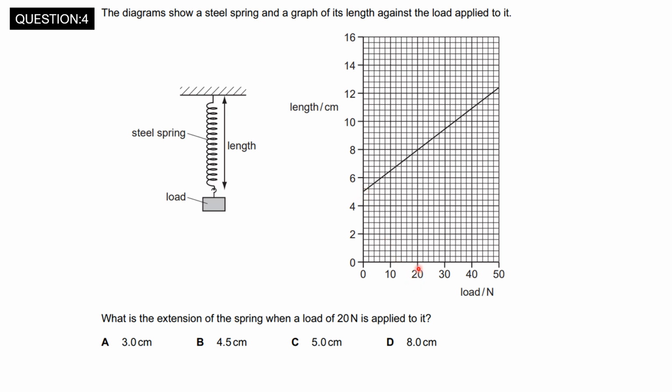Once 20 Newton force or load is added, the total length of the spring is 8 centimeter. So what does extension mean? As we discussed earlier, the measured length or final length minus the initial length, that is 8 minus 5. So 3 centimeter is the extension of the spring.